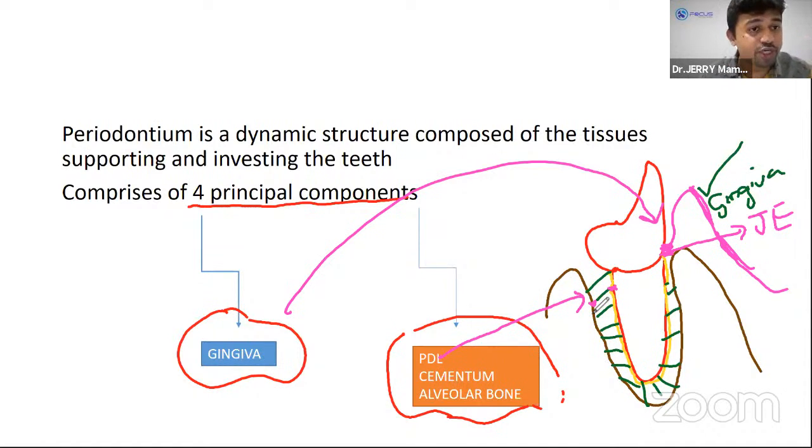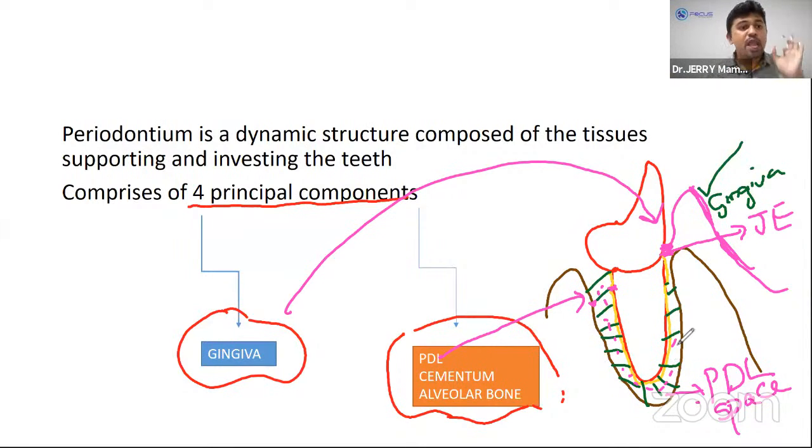So it is that structure which attaches the tooth to the bone. A connective tissue structure which attaches the tooth to the bone. That is your periodontal ligament. And the space in which the periodontal ligament is contained is known as the periodontal ligament space. That space where the periodontal ligament is housed, this area, is known as the periodontal ligament space.